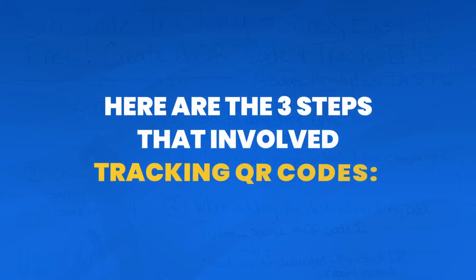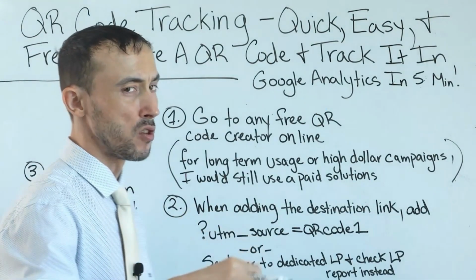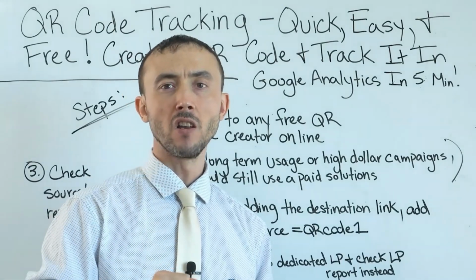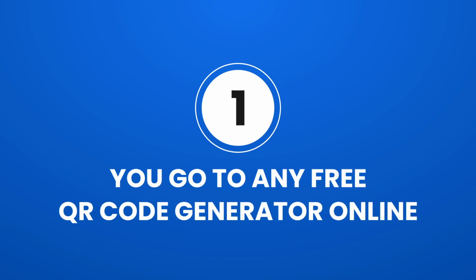So with that said, here are the 3 steps involved with tracking QR codes, so you could do this kind of analysis for your business, so you can build an actual marketing strategy for your business that scales. So the first step is you go to any free QR code generator online.